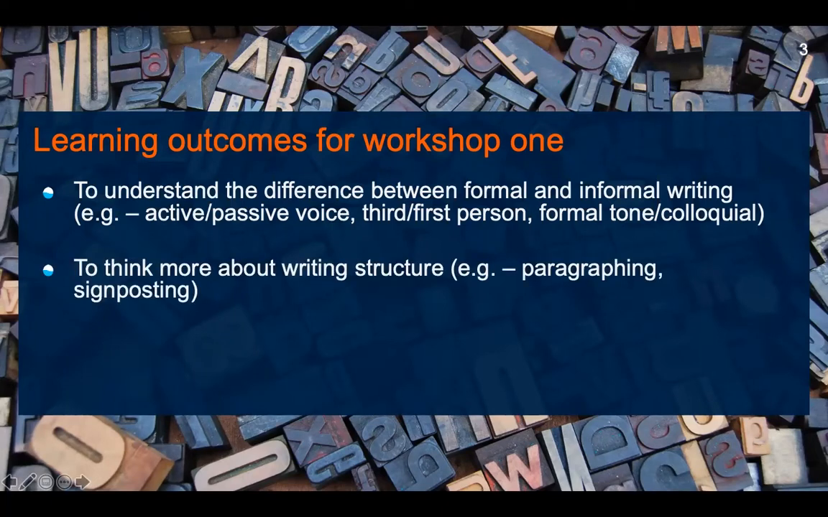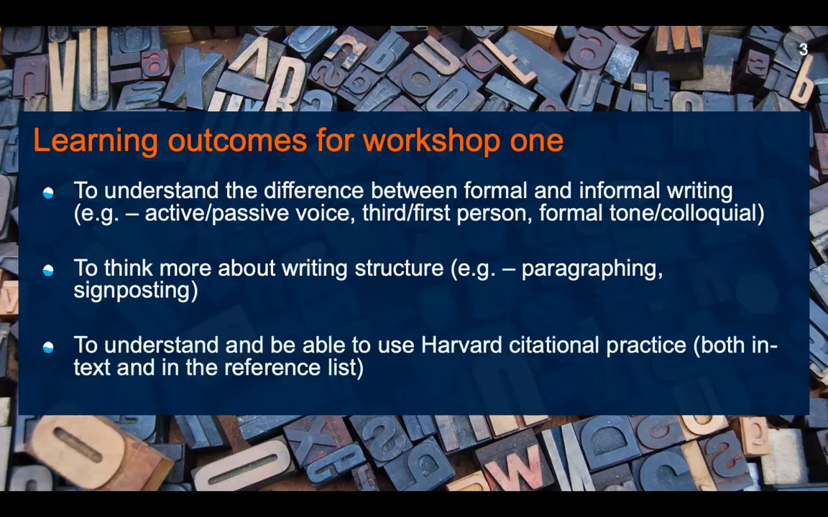Second learning outcome, to think more about writing structure. So for example, things like paragraphing, signposting, things like that. And third, to understand and to be able to use Harvard citational practice, both in text and in the reference list. So this is something really important. You need to be able to reference correctly.